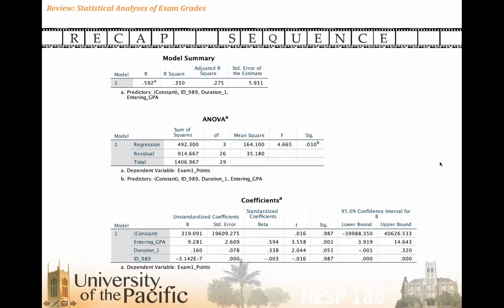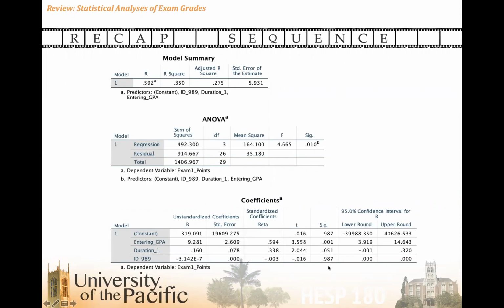Okay, getting into the regression. Now, the regression is something you're going to run a lot. And I added one additional variable here from the regression I showed you on Wednesday, the 989 number. What you'd expect to see is horrible significance, because it's random. You don't expect your 989 number to predict your grade on the exam, and it doesn't. A p-value of 0.987, right?